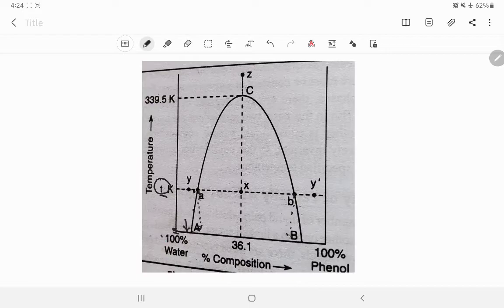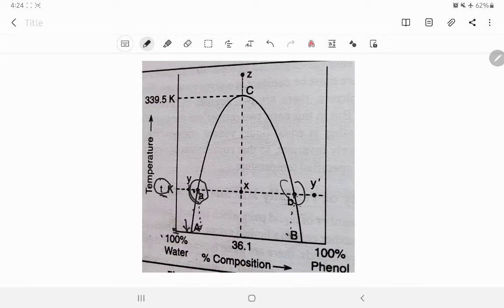Here we have 100% water, means this gives the composition of phenol in water, this gives the composition of water in phenol. Means the point A gives the composition of water in phenol, and this gives the composition of phenol in water. This is the water layer, this is the phenol layer. Okay.